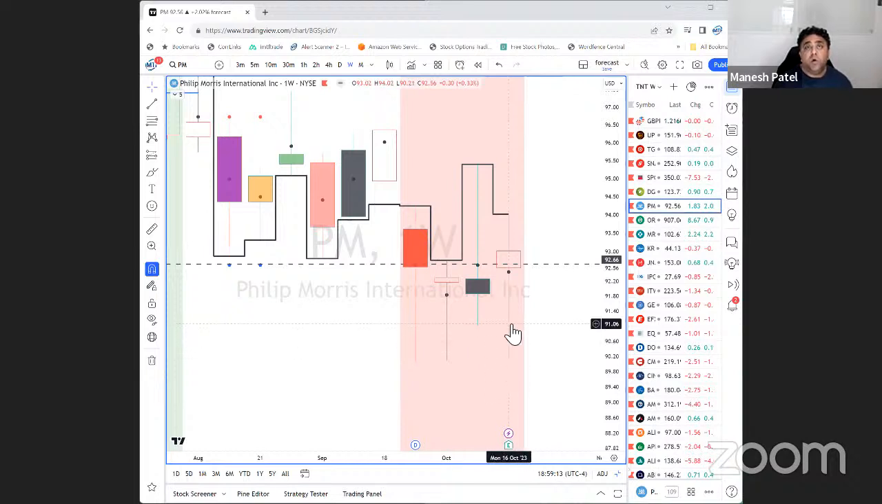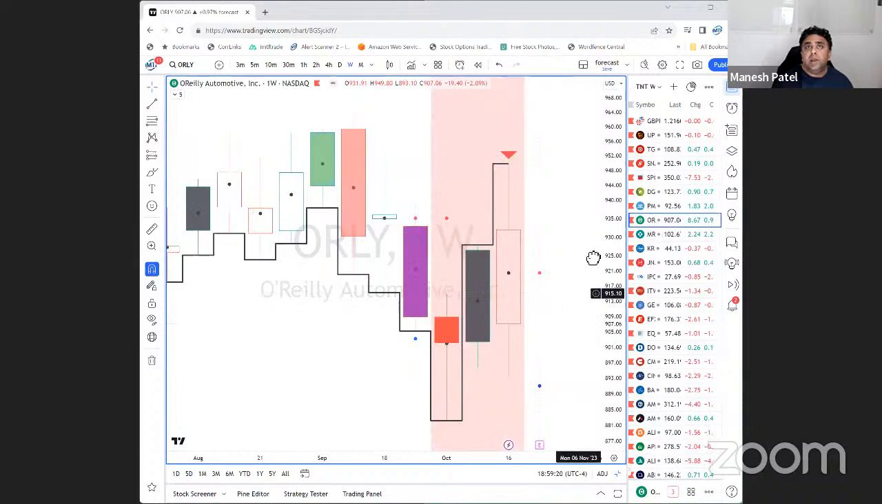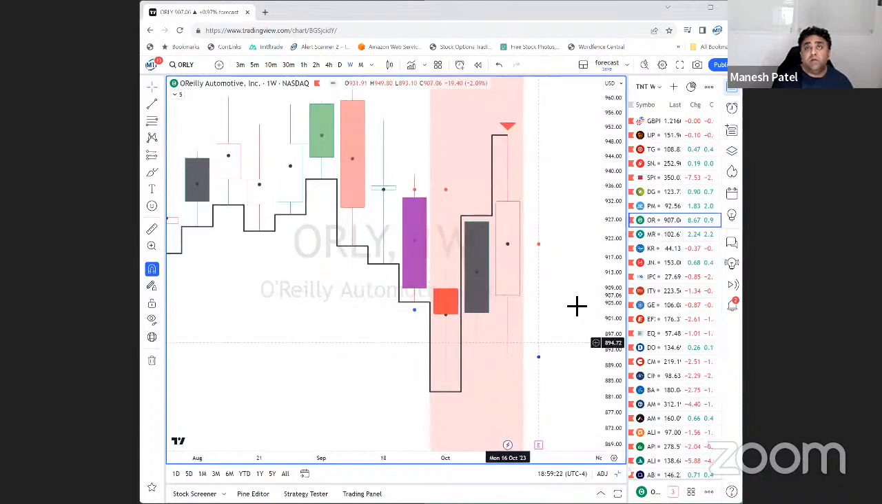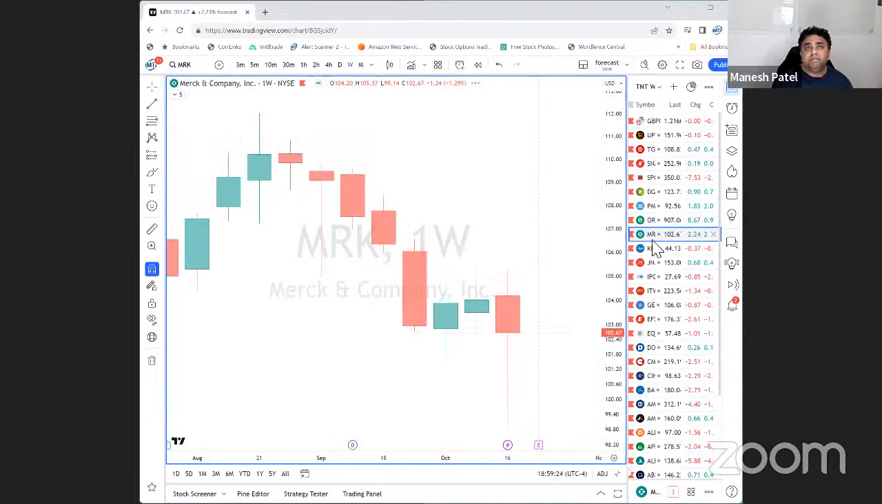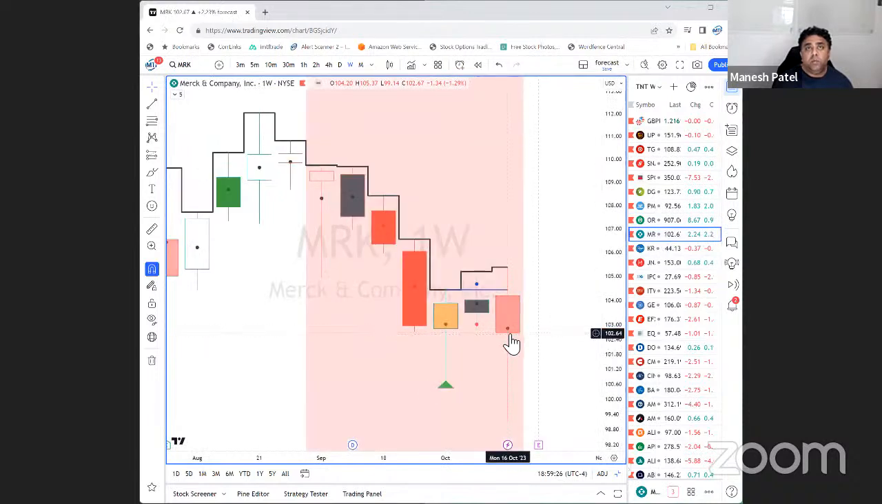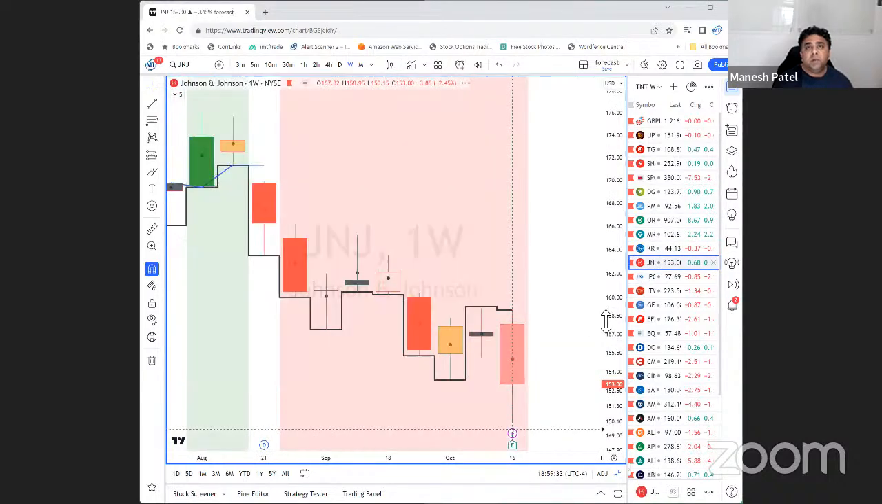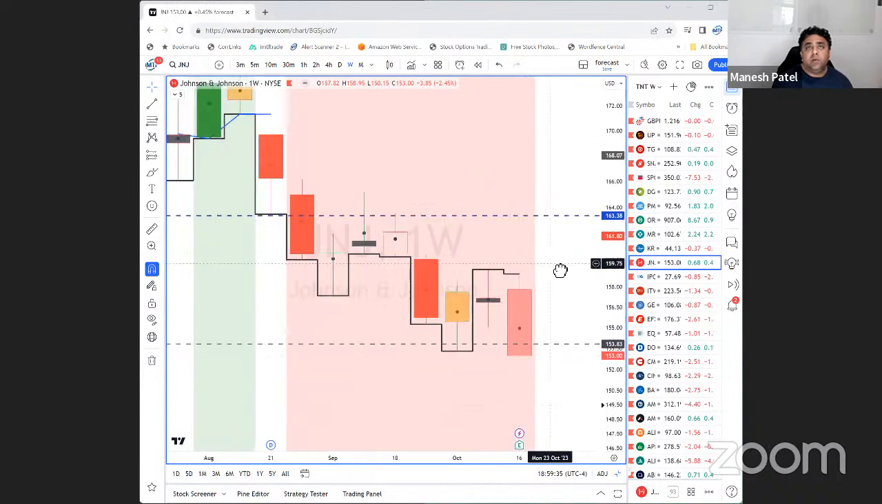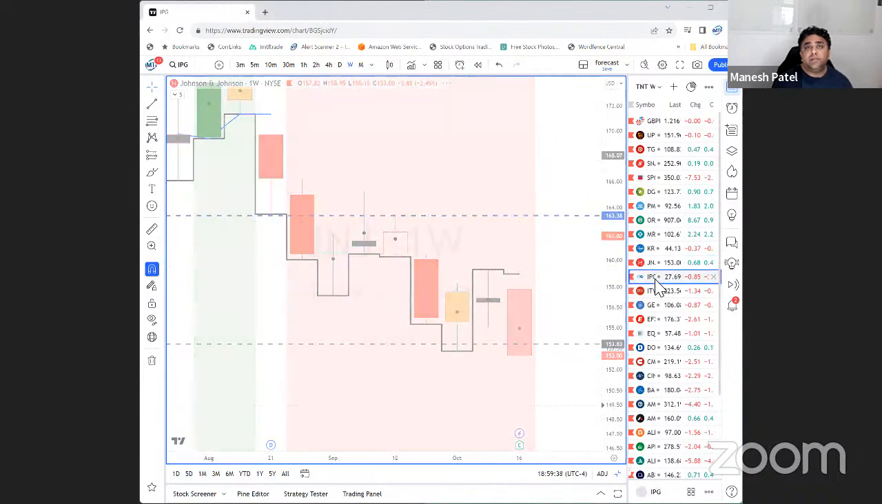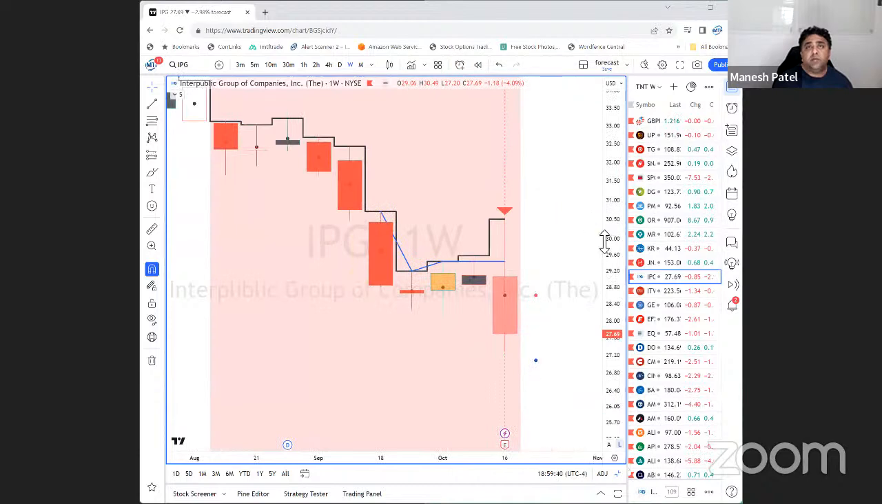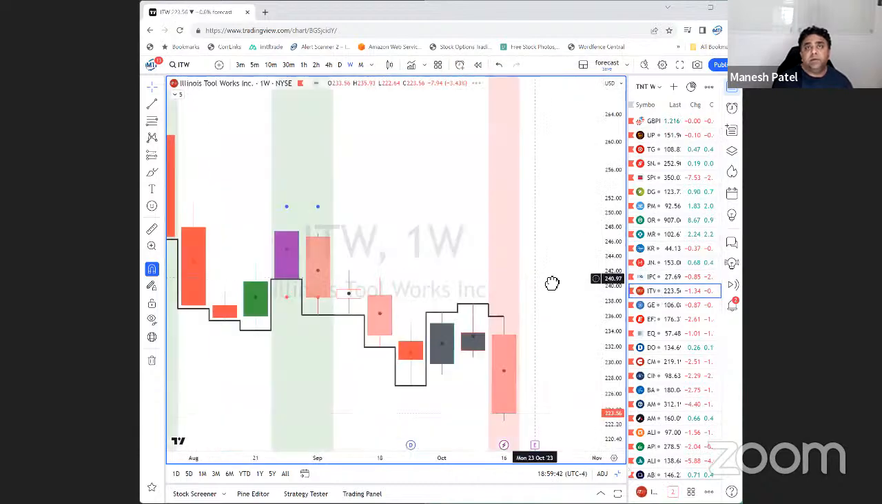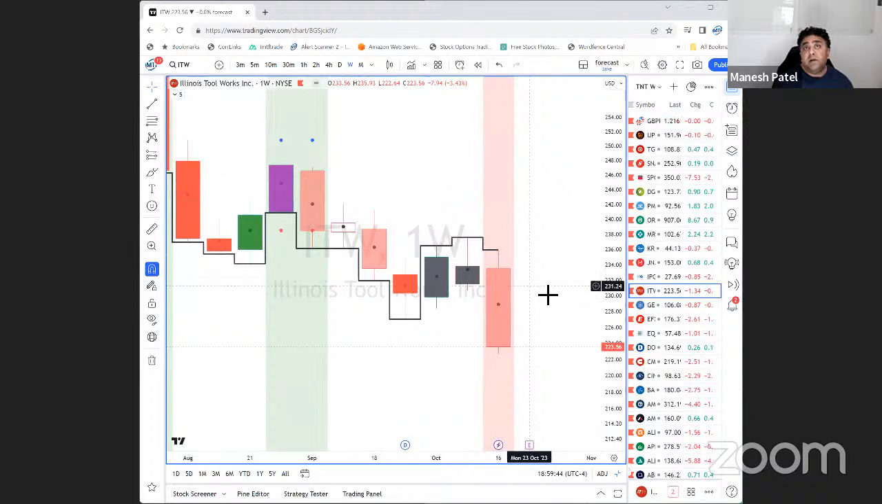Here, this broke the low, was not profitable. So we're basically 1 and 3. Over here, we broke the low, that's 1 and 4. Broke the low, we're profitable, so that's 2 and 4. Didn't break the low. Broke the low here, we're profitable, that's 3 and 4. Broke the low here, profitable, 4 and 4. Broke the low here, 5 and 4.